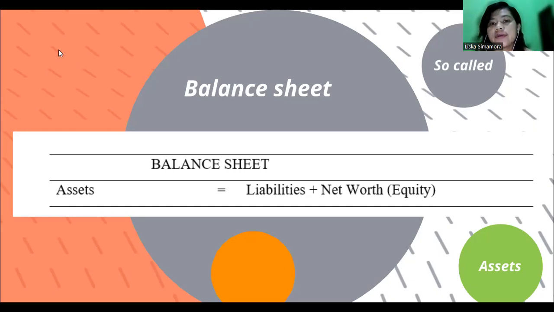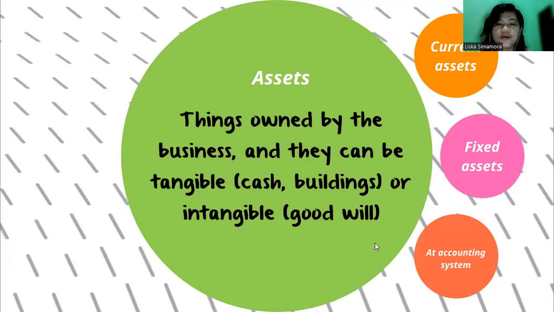Okay, so now you have the definition of these terms. Let's check them one by one. So what is assets? These are the keywords in assets: things owned by the business, and they can be tangible, such as cash or buildings, or intangible, such as goodwill. So you can check whether your definition is alike with these words.